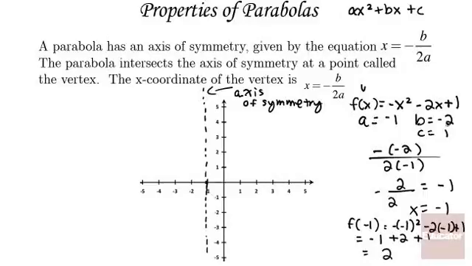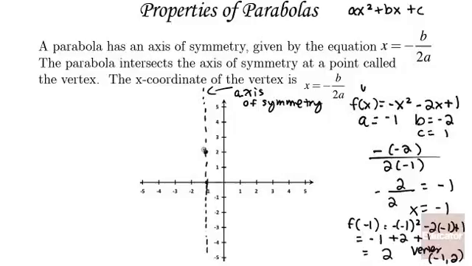What I did is I found the x-coordinate for the vertex, substituted that in for my x value, and found that f of negative 1 equals 2. So the y value for the vertex is 2, and the vertex is at the point negative 1, 2. That's negative 1, 2 right here.